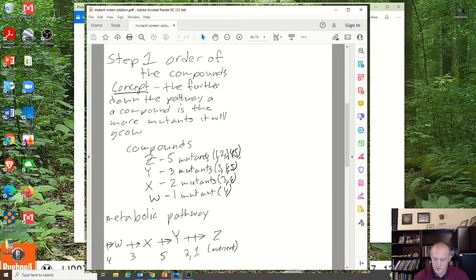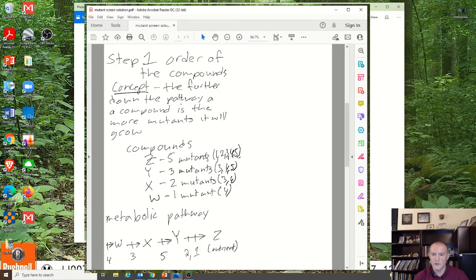So compound Z grows 5 mutants, and the mutants are 1, 2, 3, 4, 5. Compound Y grows 3 mutants. Those are 3, 4, and 5. Compound X grows 2, and those are 3 and 4. And then compound W grows only 1 mutant. That would be mutant 4, okay?